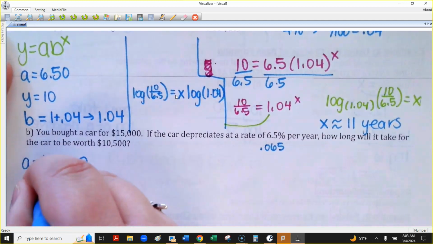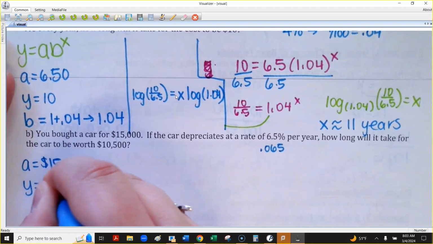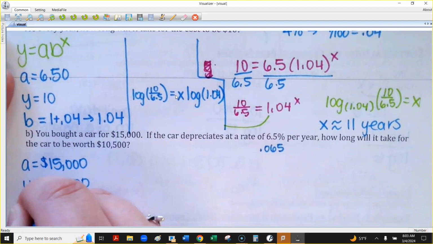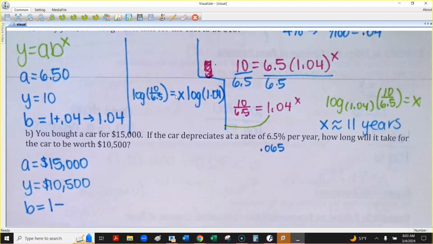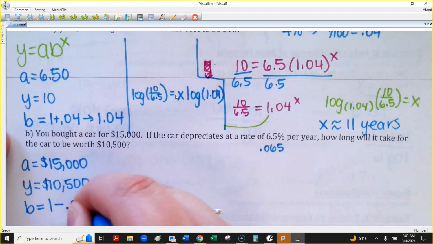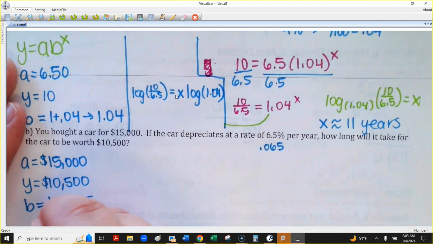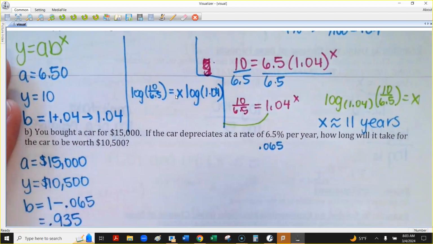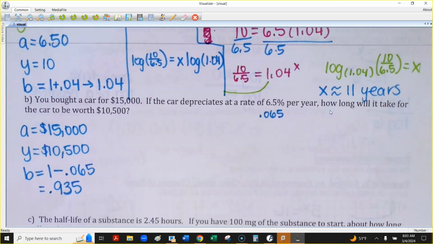Now, we want to know when the car is worth that $10,500, so that's going to be your Y. The b value here has to be 1 minus the rate. We're losing value, but how much value does it hold? So if you subtract that, it should be 0.935. That's actually pretty good for a car. Usually it depreciates much more than that a year. So it holds just a little bit more than 93% of its value. That's what we're going to plug in for b.